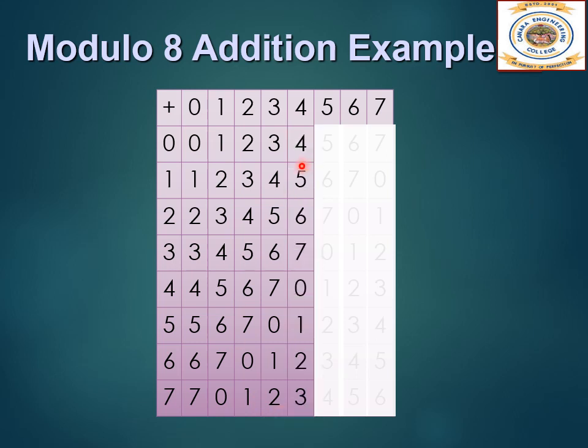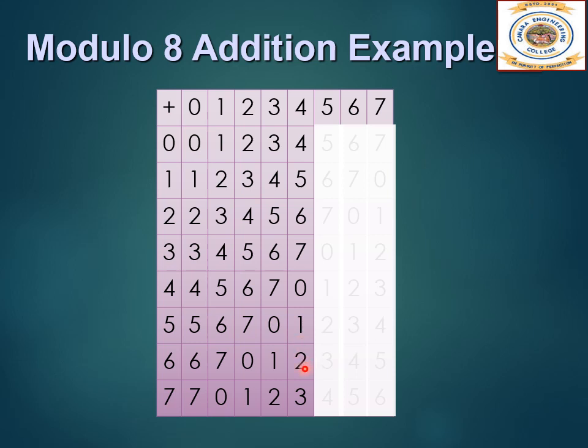So 4 and 0, 4. 4 and 1, 5. 4 and 2, 6. 4 plus 3, 7. 4 plus 4, 8. So 8 mod 8, the remainder is 0. 4 plus 5, 9. 9 mod 8. So when I divide 9 by 8, quotient is 1. What is the remainder? 1.